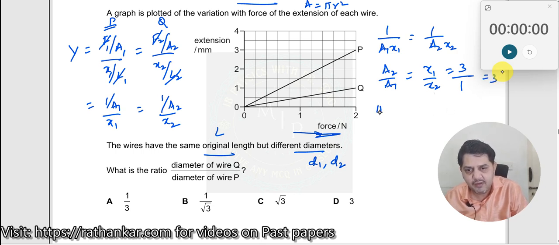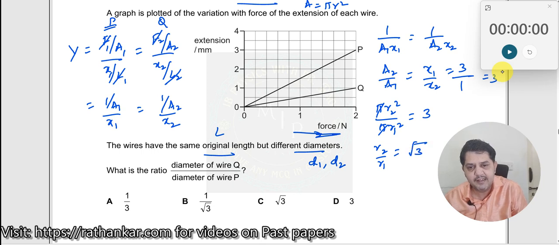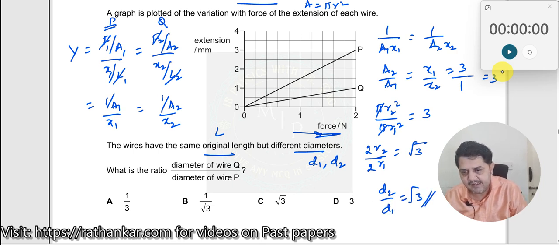What is A2? Pi r2 square divided by pi r1 square is equal to 3. Pi goes away. R2 by R1 is equal to root 3. This is the same as for diameters also, because R2 divided by 2 times R2. If I multiply by 2 on both sides, this becomes D2. So D2 by D1 is also equal to root 3. So the answer is C over here.